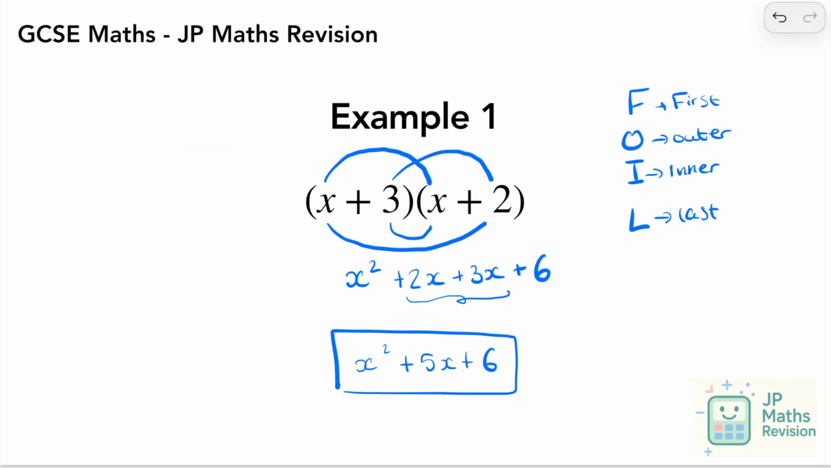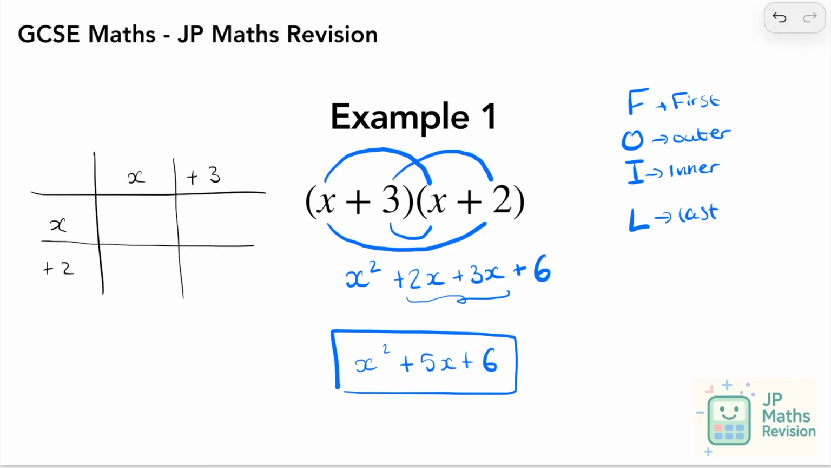So I'm just going to go back to question 1 quickly. So if you don't like the FOIL method, that's absolutely fine. There is a second method you can use if you don't like the FOIL method. So instead of doing the FOIL method, what we can draw is a table. And we can put x plus 3 on the top, and we can put x plus 2 along the sides.